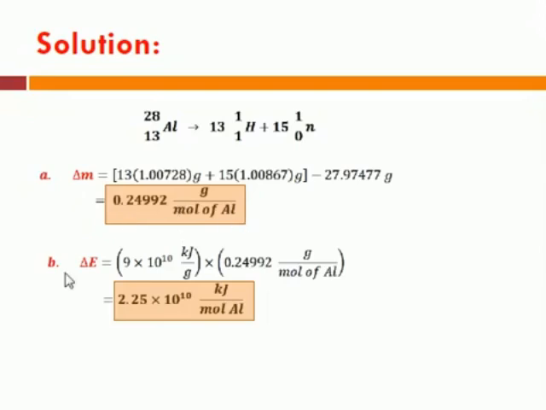So for letter B, for the binding energy, we're going to use 9 times 10 raised to 10 kilojoule per gram multiplied by delta M. Then substitute the value of delta M here. So cancel the grams, and the unit will be kilojoule per mole of aluminum. So the answer is 2.25 times 10 raised to 10. So that is for letter B.